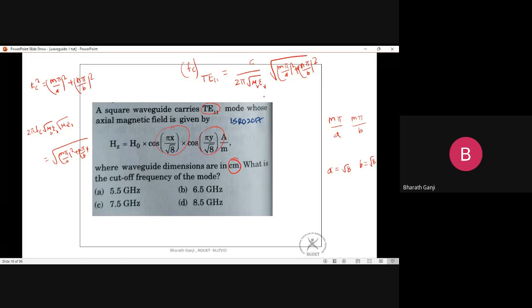Okay. So because here we are dealing with a square waveguide, a is exactly equal to b. So we take b and a as the same.